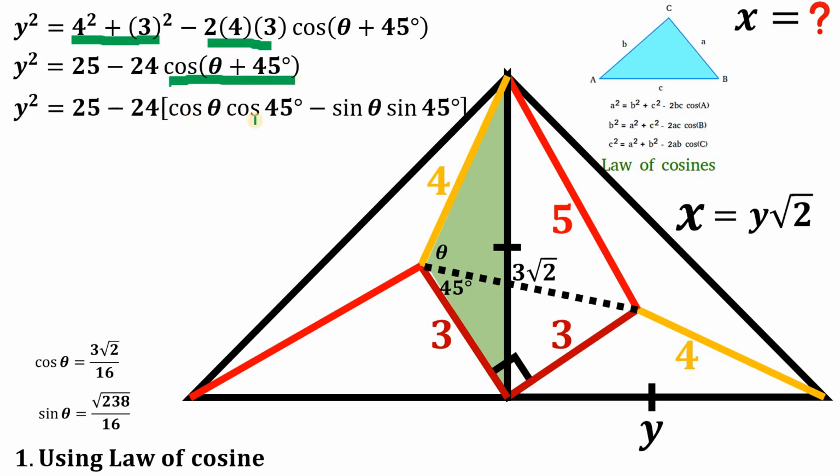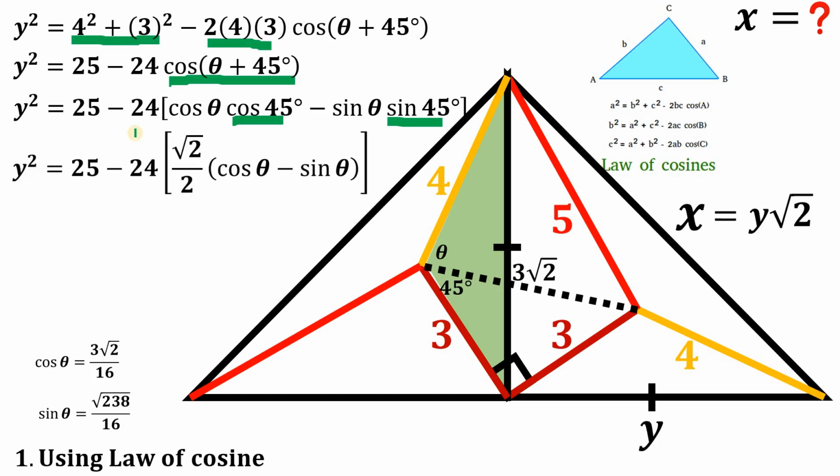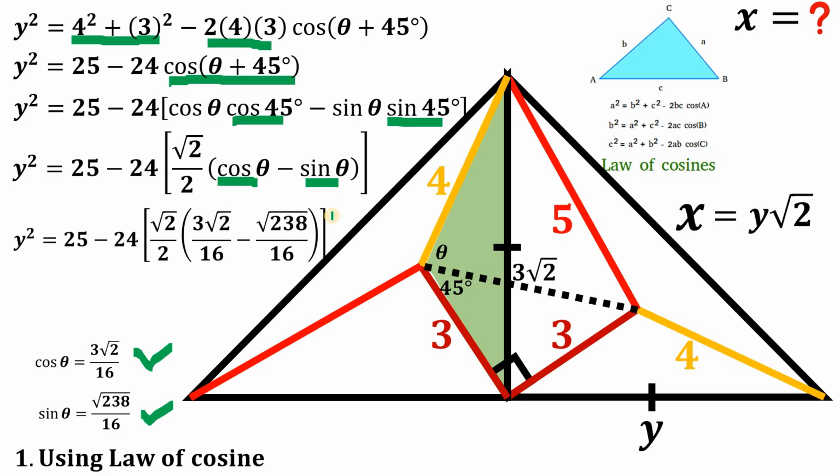Now, we will use some identity to address this cosine of theta plus 45 degrees. This is simply equivalent to cosine theta times cosine 45 minus sine theta times sine 45 degrees. Now, from here, we know cosine 45 degrees and sine 45 degrees are both equal to square root of 2 over 2. So we can factor out square root of 2 over 2, and bring down the rest. Now, this is cosine theta minus sine theta, and we know the values of cosine theta and sine theta. Here are those values. So we can replace cosine theta and sine theta respectively.